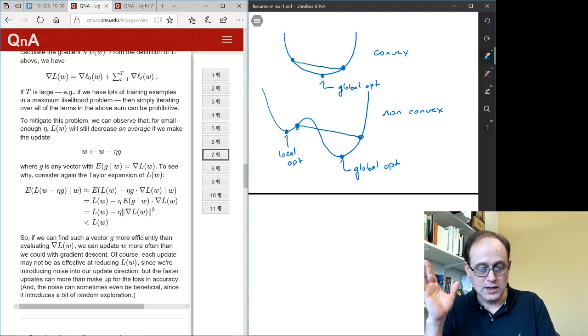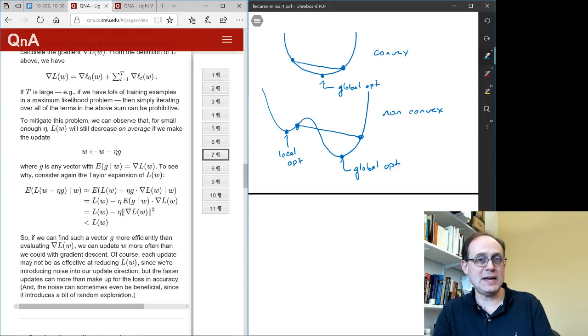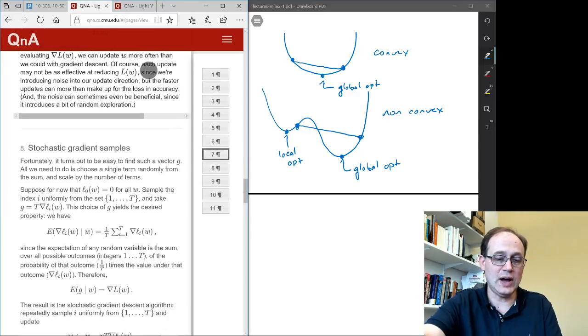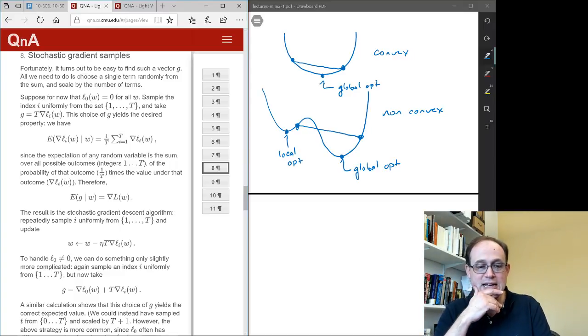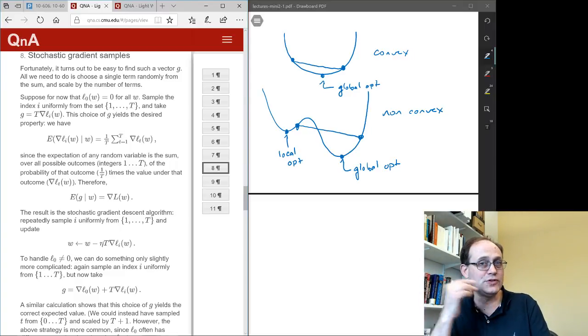So we left ourselves with the task of computing a vector g whose expected value is the gradient, so that it's a noisy estimate of the gradient. And so how are we going to do that? Fortunately, it turns out to be easy. At least it's easy in this sum of terms form of the optimization problem. Basically, we just choose a single term randomly from the sum and take its gradient and scale that by the number of terms.